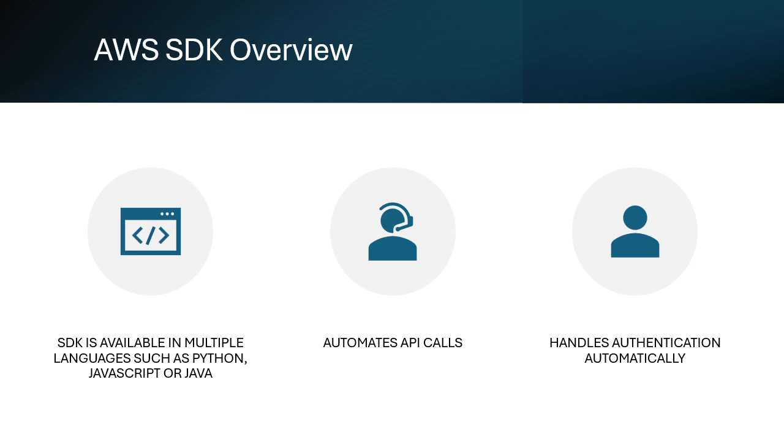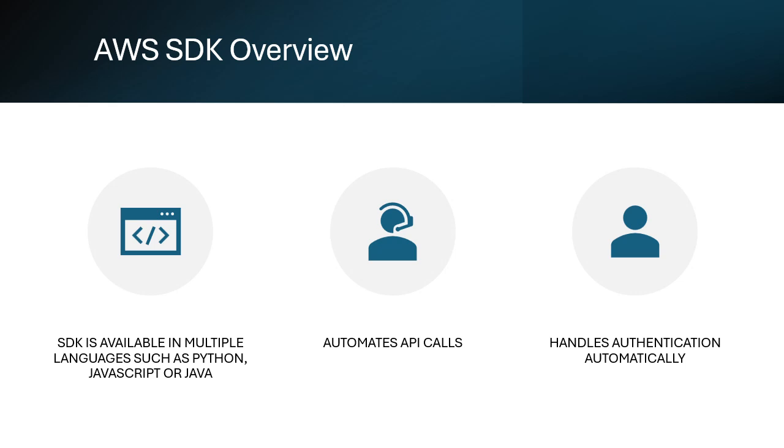Now, over here we have AWS SDK overview. So SDK is available in multiple languages, which include but are not limited to Python, JavaScript, or just Java. Now, what SDK does is that it automates API calls, and it also handles authentication automatically, which overall improves efficiency and even some security as well.